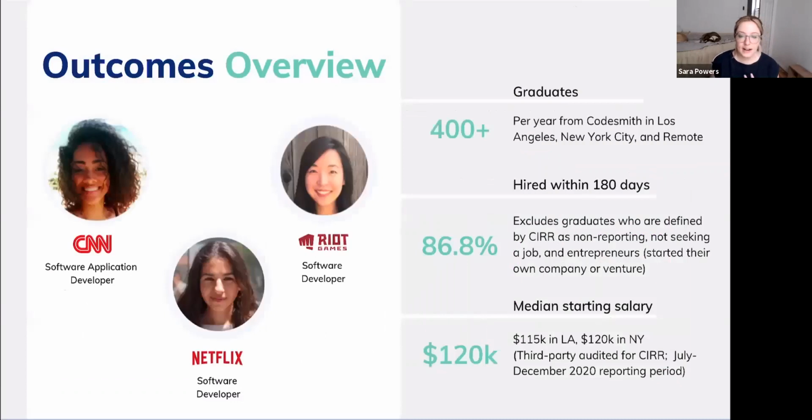We have a quick slide on outcomes. These are a few of our grads. And usually 86% of our grads get hired within 180 days from graduating. Like I said, the median salary is 120K in New York, 115K in LA. Pretty impressive numbers in terms of outcomes. So this is all verified data too.